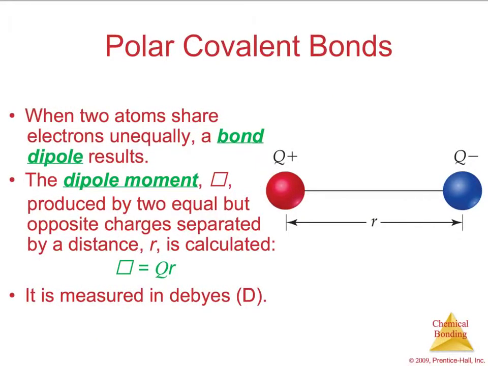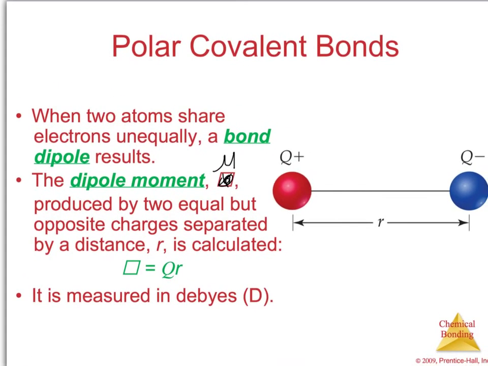When two atoms share electrons unequally, we say that a bond dipole results from that. And we get a dipole moment, and the symbol didn't come through, but in this box here we should have had the Greek letter mu, M-U, which looks like a fancy little u. This is produced by two equal but opposite charges that are separated by some distance r. We can calculate this dipole moment using the equation mu equals Q times r.